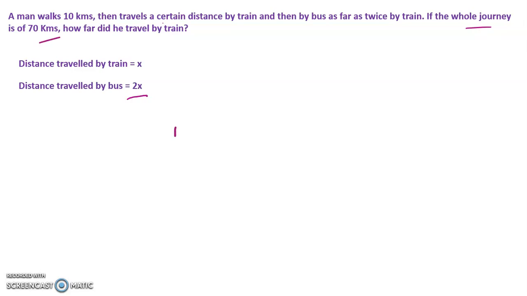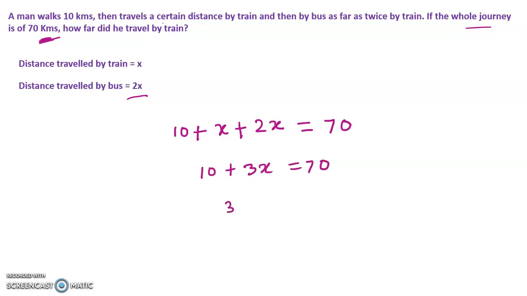That means 10 kilometers that he walked, the distance covered by walking, plus the distance he traveled by train, plus the distance traveled by bus. Whole together, the whole journey is equal to 70 kilometers. So if we simplify, 10 plus 3x is equal to 70. 3x is equal to 70 minus 10.